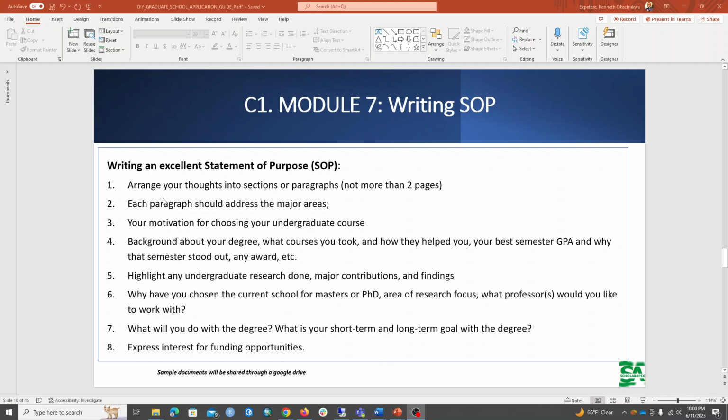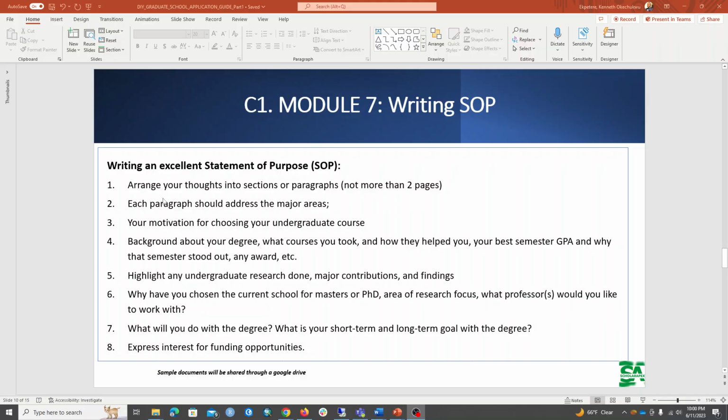So the first thing here is you want to arrange your thoughts into sections of paragraphs, and you don't want your SOP to be more than 2 pages. So you want to make sure your SOP is no more than 2 pages, and every thought is in a different paragraph. And I will tell you which thought should come first. Each paragraph should address major areas, right? Those paragraphs are going to go into details and expatiate on those interests.